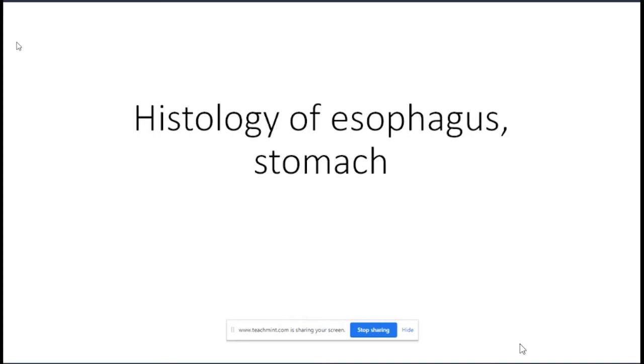So anybody can tell me what are the basic layers of the GIT tract, the histological layers of the GIT tract?